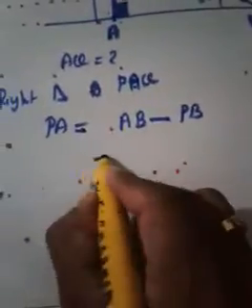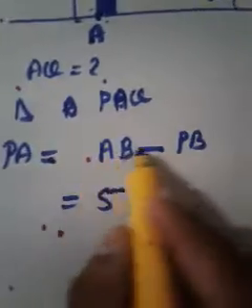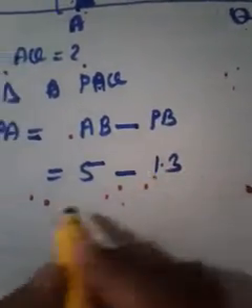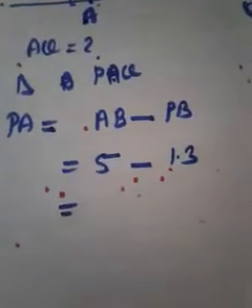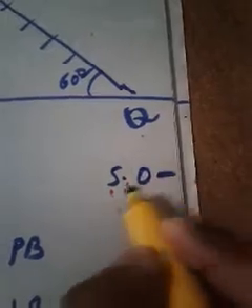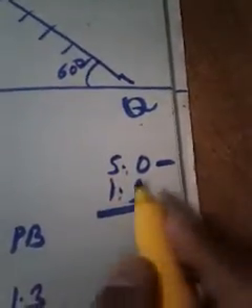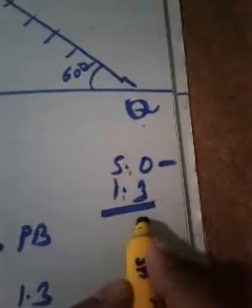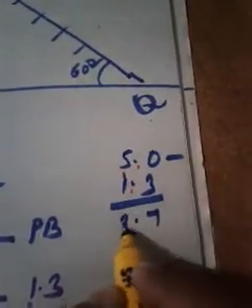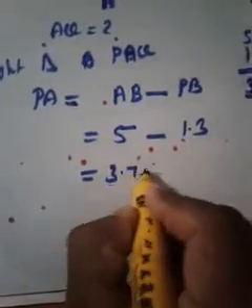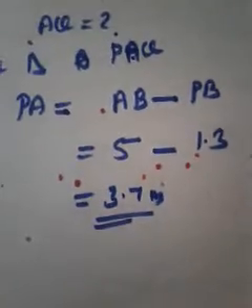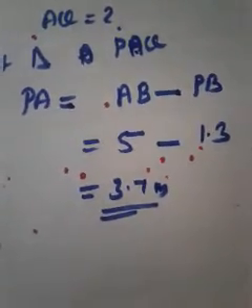And what is AB? It is directly given, 5. AB represents the total height of the pole, that is 5. And PB is also given in the question, 1.3. Then what is 5 minus 1.3? Write 5.0 minus 1.3. 0 minus 3, we take 1 from here, so 10 minus 3 is 7. And here it is now 4 only, 4 minus 1 is 3. The answer is 3.7 meters. Now we got PA, which is nothing but 3.7.